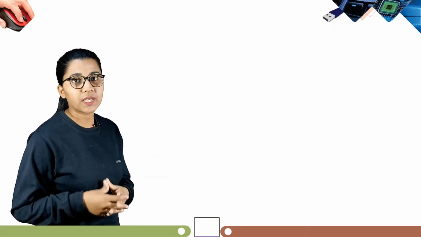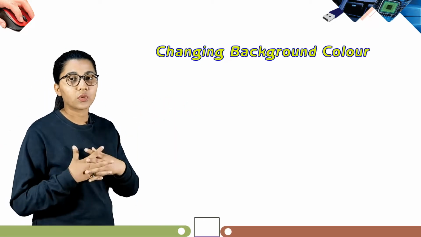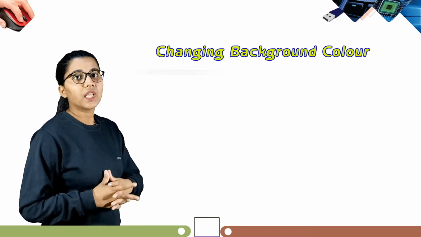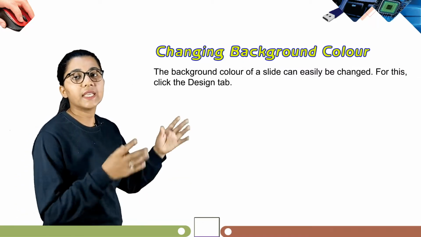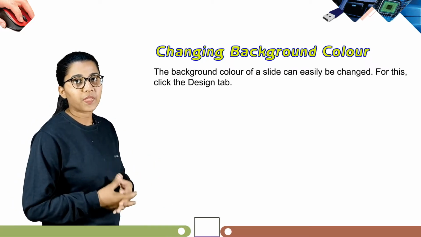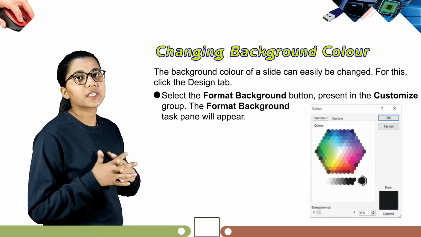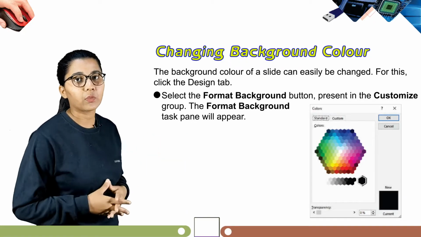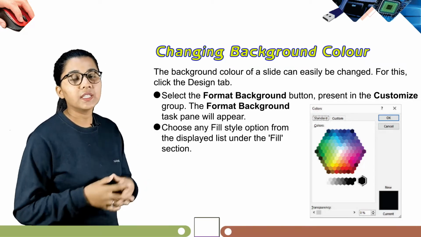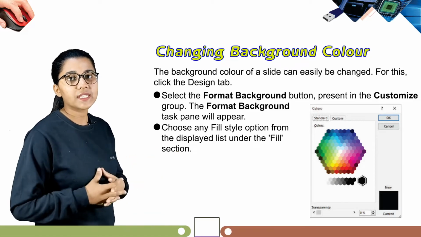Now our next topic is changing background color. Now how will you change the background color? Let's learn about it in detail. The background color of a slide can easily be changed. For this, click on the Design tab, then select the Format Background button present in the Customize group. The Format Background task pane will appear. Choose any fill style option from the displayed list under the fill section.